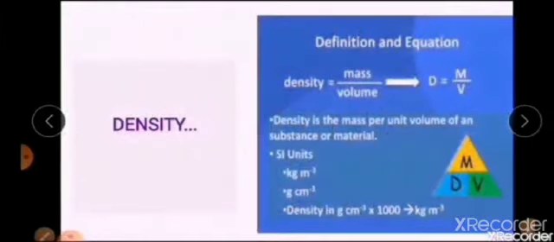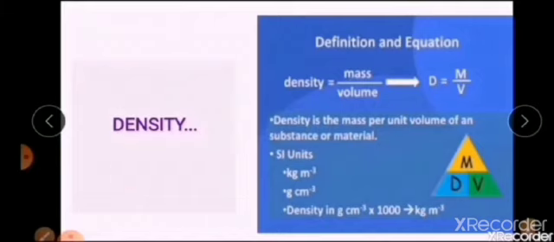Now density. You have already learned about mass, volume, and area. With respect to that, you are going to define what density is. Density is the mass per unit volume of a substance or a material. That is, in 1 unit volume, how much mass is contained, you can call it density.